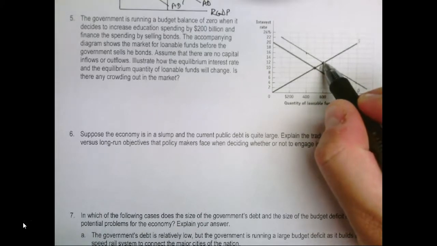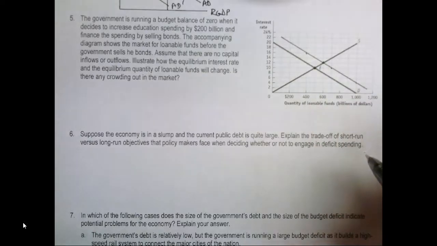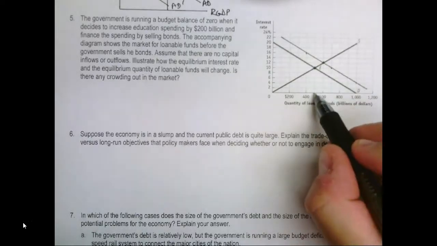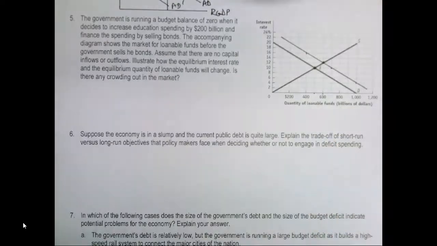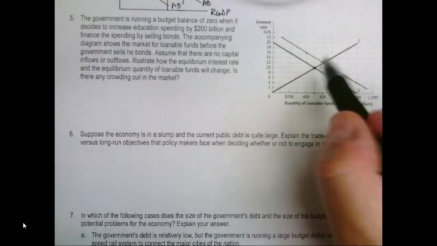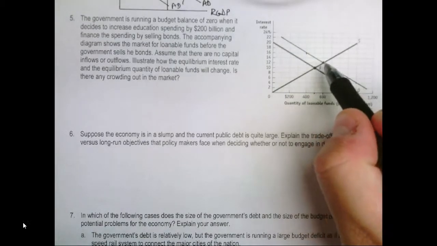So we see that the interest rate is going to rise from 10% to 12%. And we're going to see the quantity of loanable funds increase as well from $500 billion to $600 billion. As a result, we know that some private investment has been crowded out, and we can see that on the graph. We know that the demand curve has shifted by $200 billion because that's how much government is borrowing. Everything else was the same.